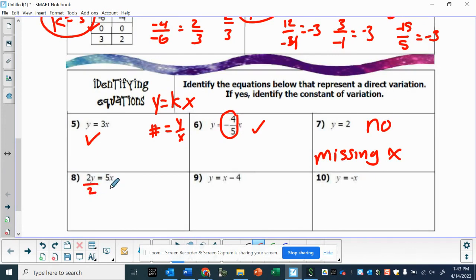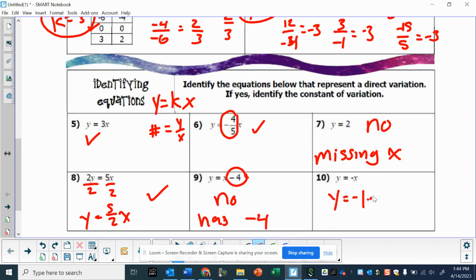If we solved this for y equals 5/2x, direct variation. This one is subtracting 4. Direct variation does not have addition or subtraction. And y equals negative 1 times x is good. So 5, 6, 8, and 10 are direct variation.